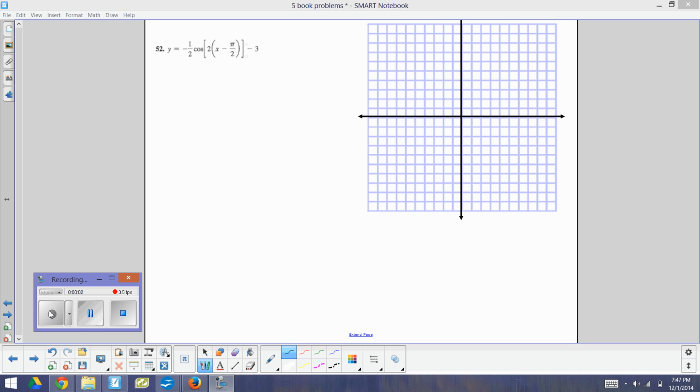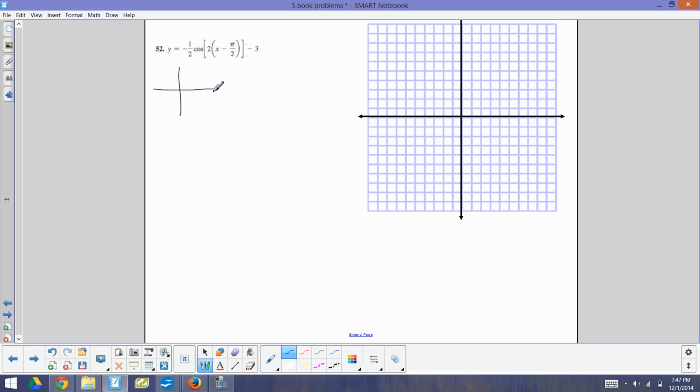Cosine graphs. I hope everyone knows what a cosine graph looks like. The cosine graph looks something like this, it repeats itself forever. There's one period of it, and normally it goes from 0 to 2 pi. Amplitude, it goes up to 1, down to -1. I'm just going to look at this part of the graph.